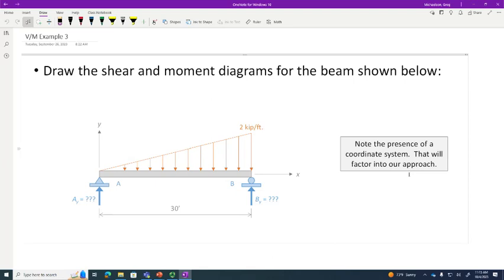So first off, if I want to determine the support reactions, I need to take this and collapse it into a single load. If I take this load here and collapse it into a single force, how much is that force? 30 kips. 30 kips. And how far from B does it go? 10 feet, okay?